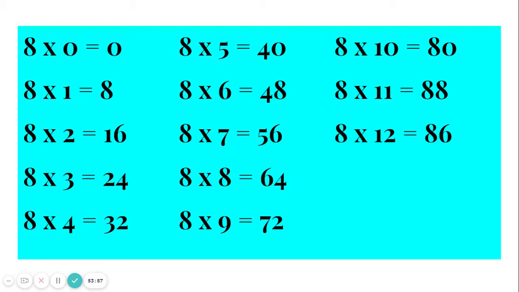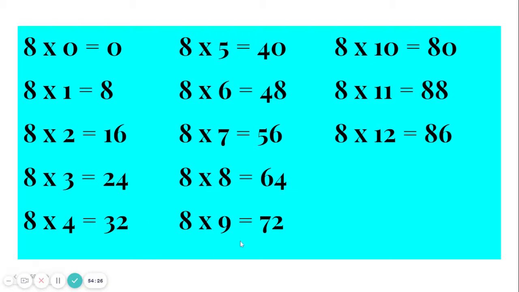Do it with me again. He ate and he ate till he got sick on the floor. 8 times 8 is 64. Let's do it 2 more times. Ready? He ate and he ate till he got sick on the floor. 8 times 8 is 64.